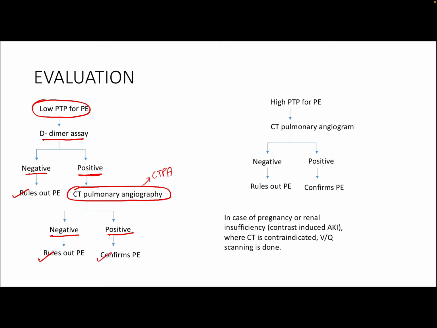You can go for further treatment. But if the patient has a high pretest probability for PE, you directly go with CT pulmonary angiogram, CTPA. If that's negative, you rule out PE. If that's positive, that confirms PE. Also a side note here, in case of pregnancy or renal insufficiency, because of the risk for contrast-induced AKI in renal insufficiency, and because in pregnancy CT is contraindicated, in those cases we go for a VQ scan, or a perfusion scan is what we do in those cases.